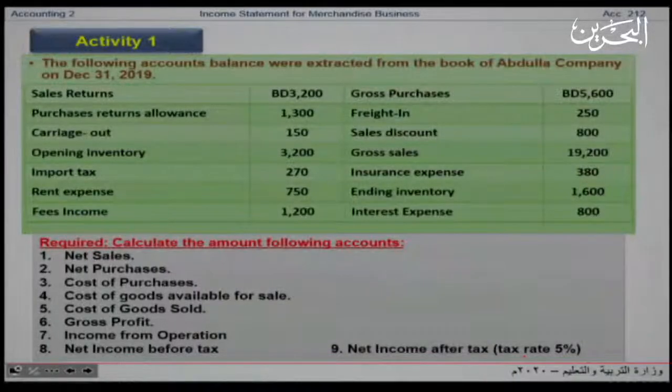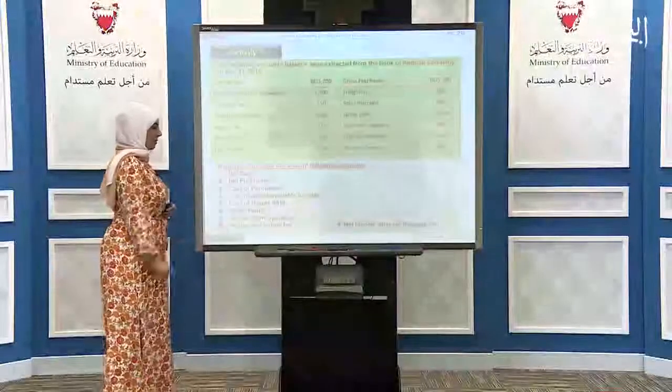Let us take a look at our first activity. The following account balances were extracted from Abdullah Company on December 31st, 2019. This is our data or information from Abdullah Company. We are required to find the following accounts.